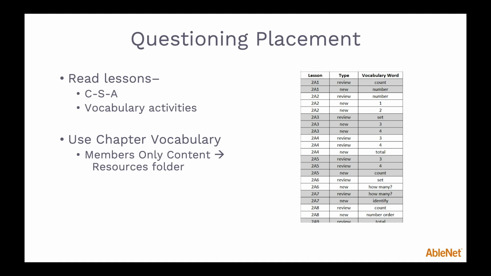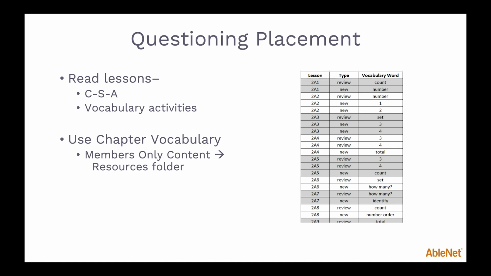This shows the lesson objective in a concrete, semi-concrete, and abstract representational sequence. This will give you a good idea of the expectation of the lesson objective and can help you decide if it is a skill your student has demonstrated in the past. You can also see if your student has a concrete, semi-concrete, or abstract understanding of this particular skill. Be sure to read the vocabulary words taught within the lesson. Another resource you can utilize to check the vocabulary words taught for an entire chapter is the chapter vocabulary document found in the members only content within the resources folder.